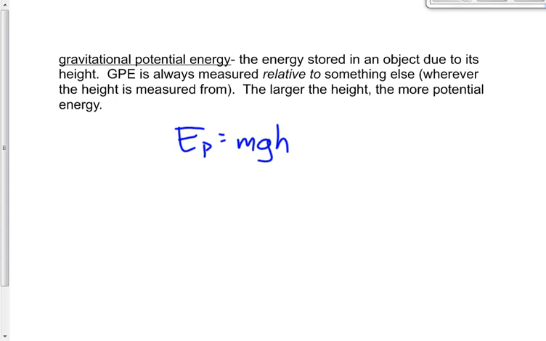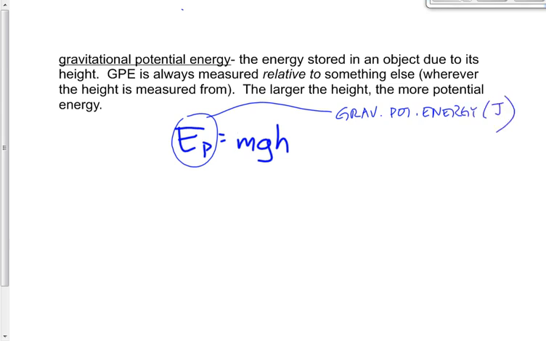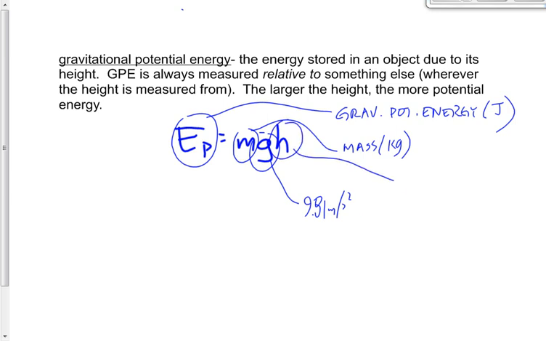EP, we're going to say, is the gravitational potential energy, and the units for that are going to be joules, just the same as they are for kinetic energy. M is the mass, and that's going to be in kilograms. G is going to be, most of the time, 9.81 meters per second squared, although it could change depending upon where you are. Usually 9.81. And h is the height.